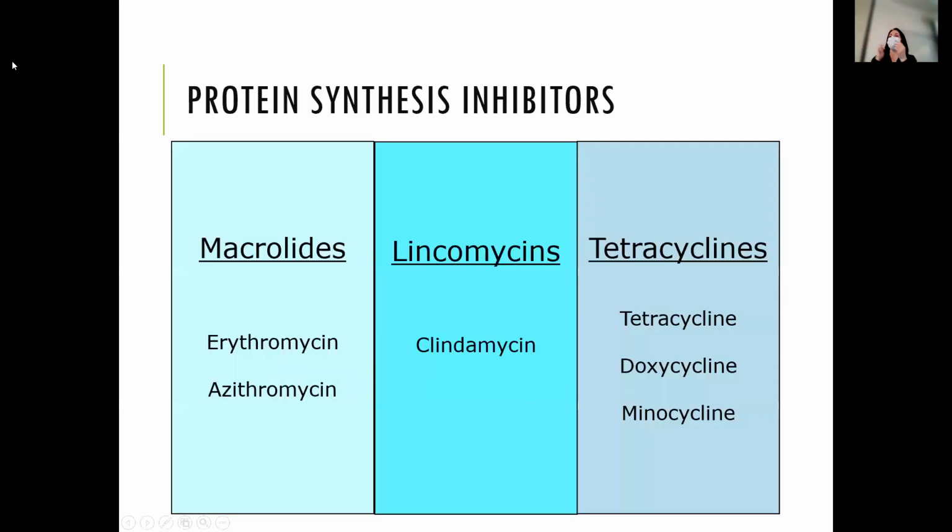Okay, so moving on to protein synthesis inhibitors. This is another grouping of antibiotics that work on a different component of the bacteria to fight off an infection. So there's macrolides, lincomycins, and tetracyclines. Under the macrolides, you have erythromycin and azithromycin. Under the lincomycins, you have clindamycin, and under tetracyclines, you have tetracycline, doxycycline, and minocycline. And these are all like generations. Usually the top ones are the first generation, and then it's the second and third generation.